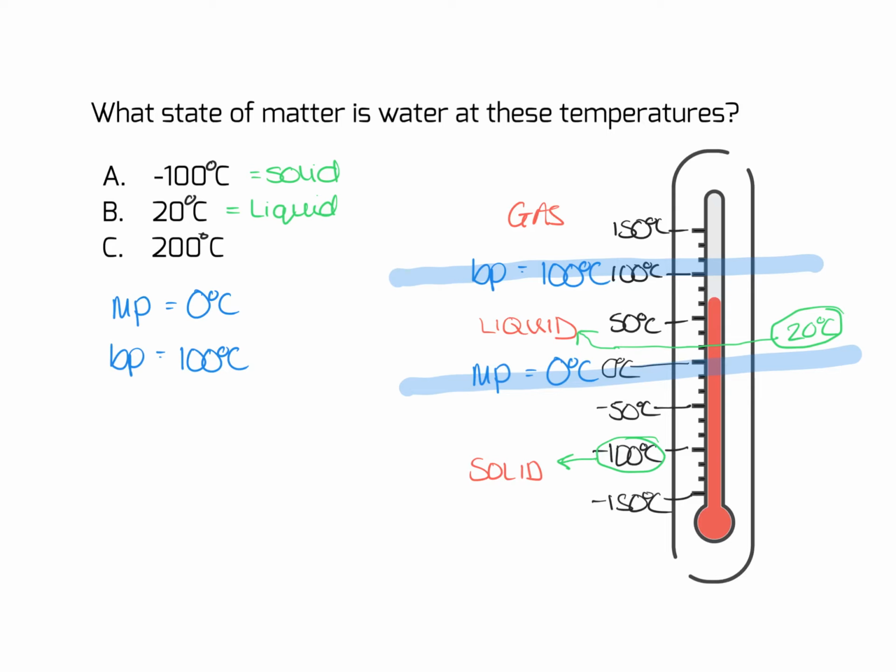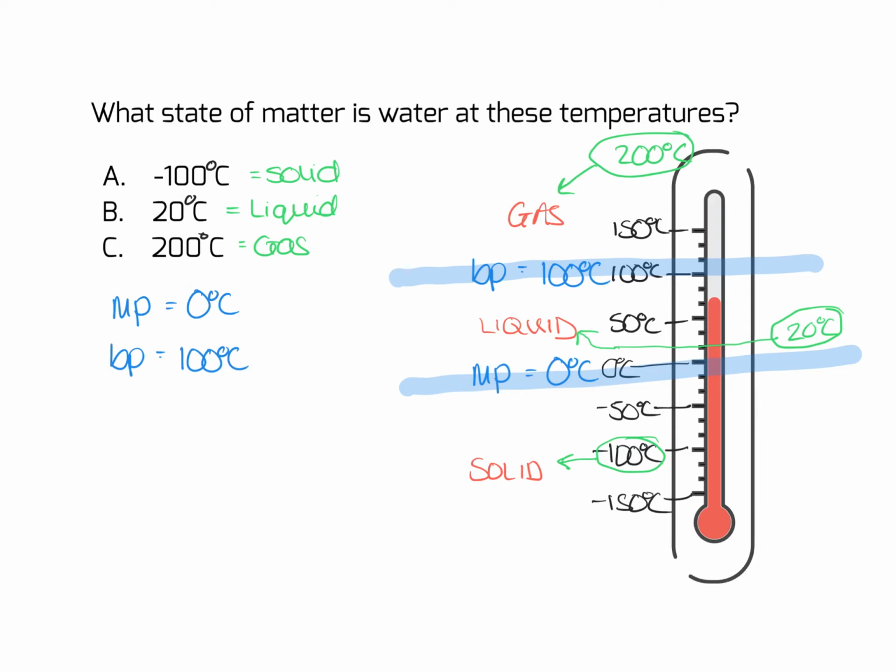And the final one is at 200 degrees. So 200 degrees doesn't even fit on our number line. It would be way up here somewhere. So let's draw that in. 200 degrees would be somewhere there. And you can see that it's in the gas section. So at 200 degrees, it would be a gas. And that is how you answer that question.